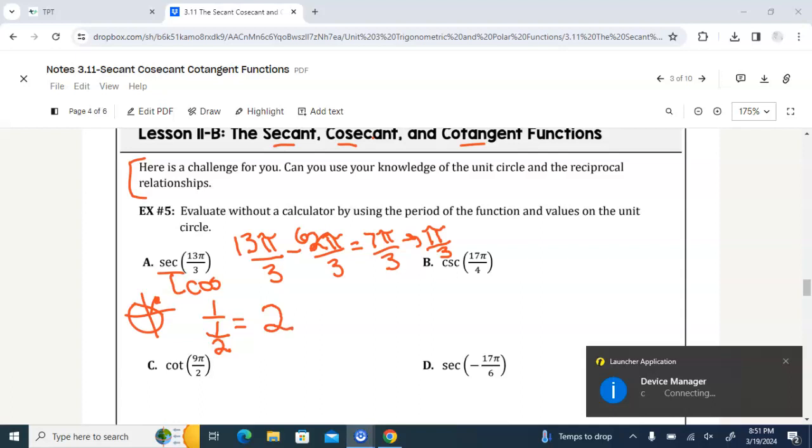All right, let's do another one. So we're doing cosecant of 17 pi over 4. Again, that's not on the unit circle. So I'm going to keep subtracting 2 pi from that until it is on the unit circle. Or actually, I'm going to subtract 8 pi over 4. Find that common denominator. And actually, I'm going to do that twice until I get to pi over 4. First time didn't get me there. Second time did. Okay?